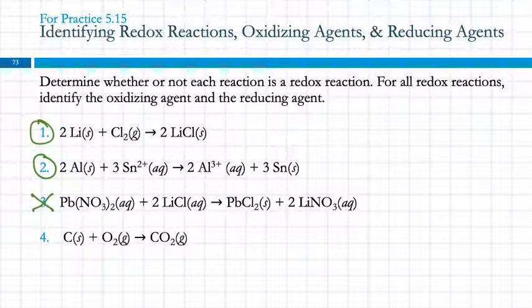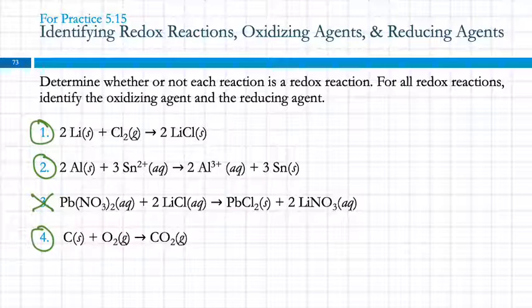How about that last one? Without doing oxidation states, we've got two nonmetals reacting. One of them's oxygen. That makes it a combustion reaction. Combustion reactions are always redox reactions. Reaction with oxygen. Okay, so 1, 2, and 4 are the redox reactions.